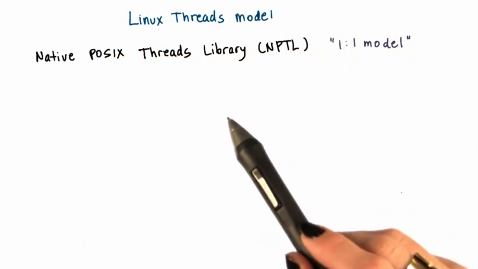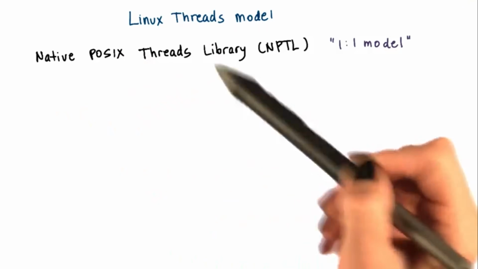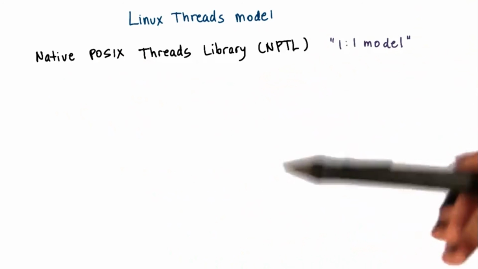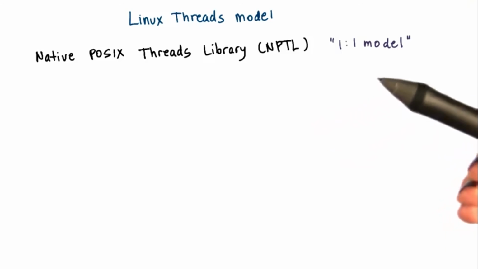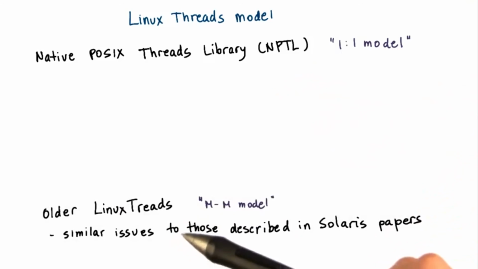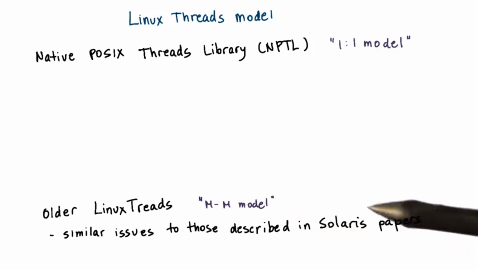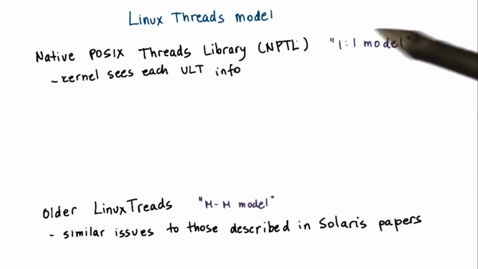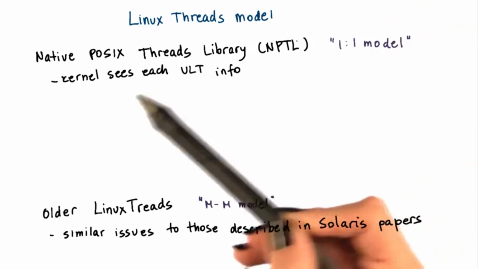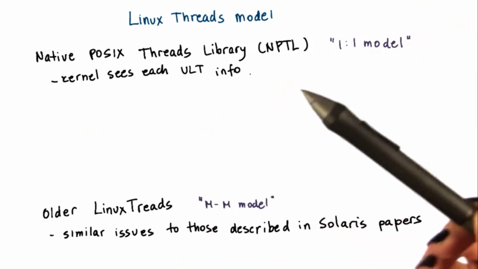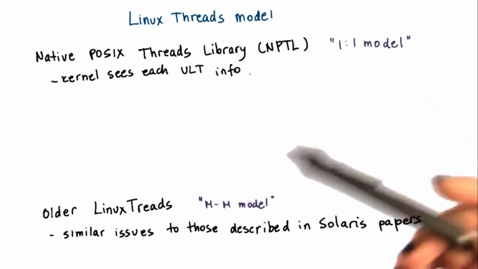The current implementation of Linux threads is called the Native POSIX Threads Library, NPTL. And this is a one-to-one model where there is a kernel-level task for each user-level thread. This implementation replaced an earlier implementation, LinuxThreads, which was more similar to the many-to-many model that was described in the Solaris papers, and it suffered from the same kind of complexity regarding signal management, etc. In NPTL, because of the one-to-one model, the kernel sees every user-level thread. It sees all of its information, whether it's blocked on synchronization, what is its signal mask, everything.